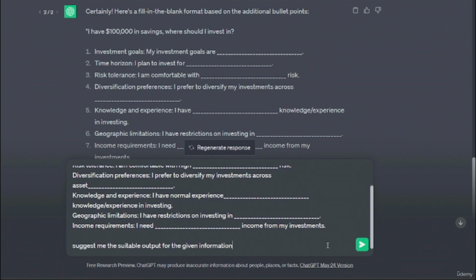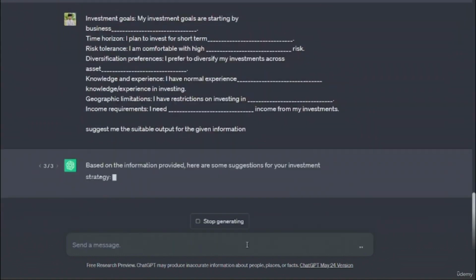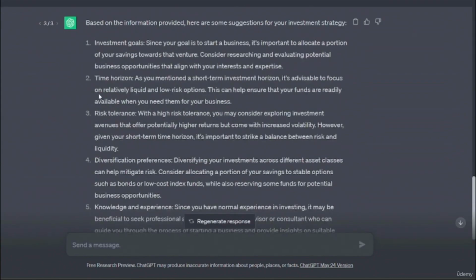Let's just hit enter and see what it is going to tell us or suggest to us. Okay, so based on the information provided, the AI suggested some investment strategy. So it said, since your goal is to start a business, it's important to allocate a portion of your savings towards that venture and consider researching and evaluating potential business opportunities that align with your interests and expertise. So the time horizon for that is set, as you mentioned, a short-term investment horizon. So it knows what kind of input we put into the prompt, and it's giving us the information according to that.